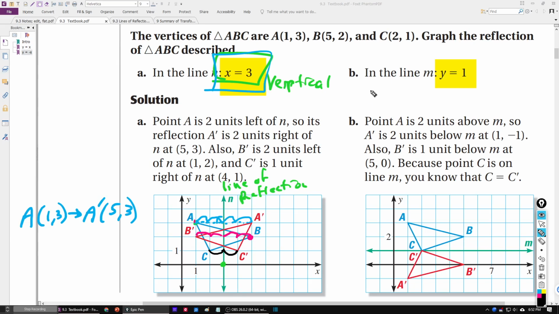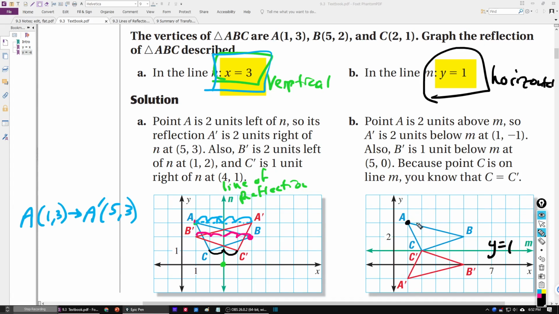Got it? So here is y equals 1. So you should understand that as a horizontal line. After you think that through, you should be able to graph this line of y equals 1.